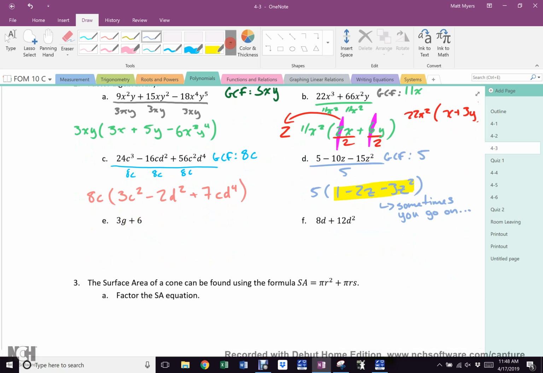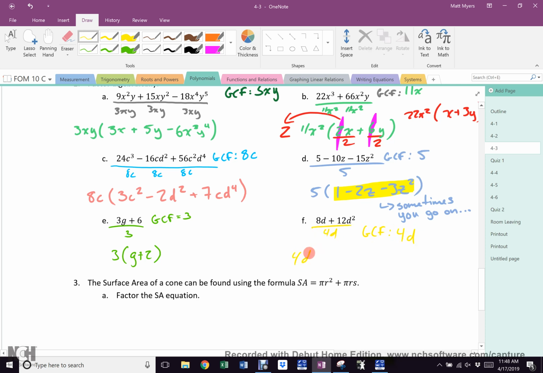GCF here. 3. Divide everything by 3. 3. G plus 2. GCF here. 4. 4D. 2 plus 3D. Yeah.